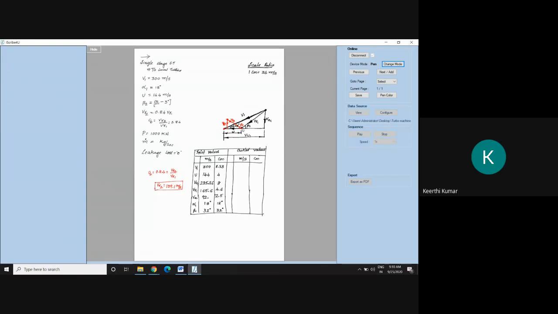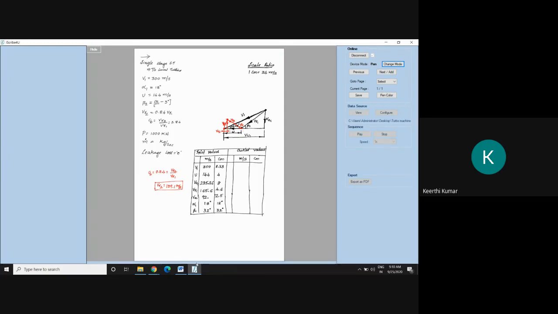Then, how to draw V2? V2 is supposed to be from here to this line, from the apex to the other end of VA. So if this is the case, where is VU2? VU2 will be this line. This is called VU2, where VU2 went inside. In the earlier problem, it was outside.